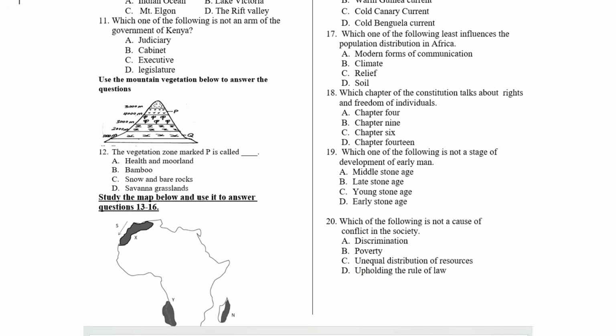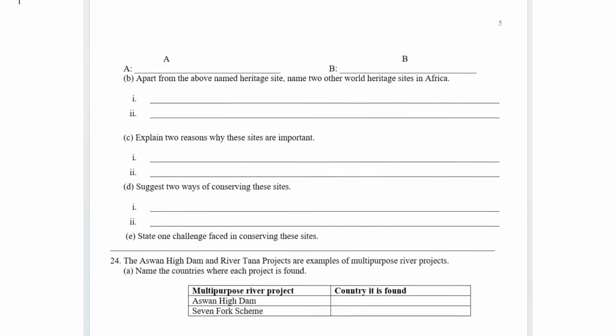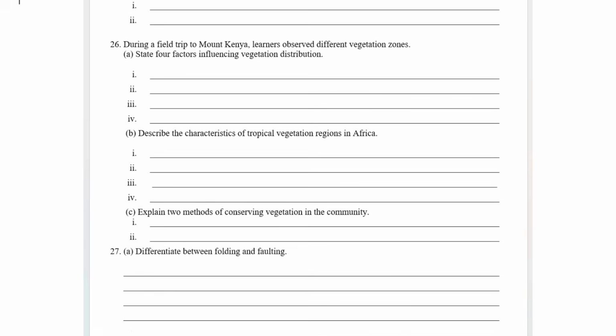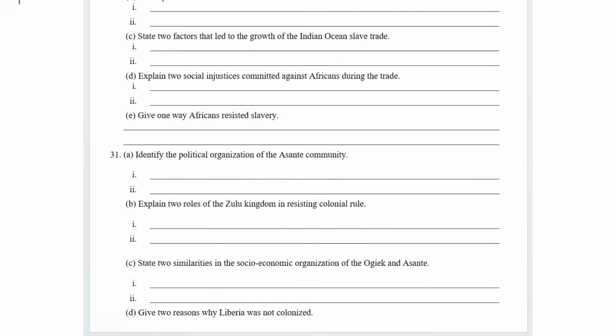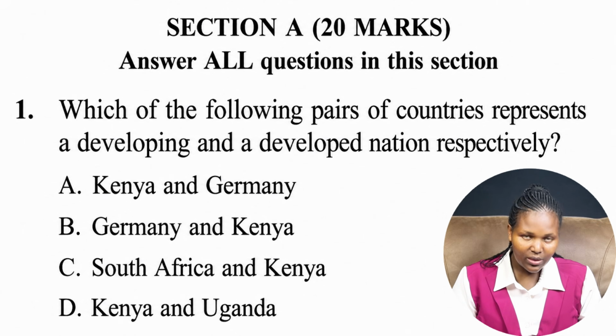Today we are going to look at the Social Studies Grade 9 paper, and we are going to address both Section A, which has 20 marks, and Section B, which has 80 marks. Let us get started. Question 1 says, which of the following pairs of countries represents a developing and a developed nation respectively? So we are supposed to look at the one which has a developing and a developed nation.